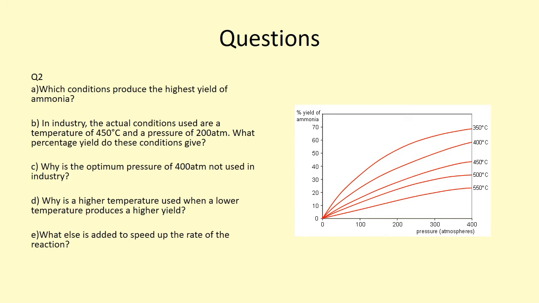So use the graph to help you answer this. In industry, the actual conditions used are a temperature of 450 degrees Celsius and a pressure of 200 atmospheres. What percentage yield do these conditions give? Again, use the graph. Why is the optimum pressure of 400 atmospheres not used in industry? Why is a higher temperature used when a lower temperature produces a higher yield? What else is added to speed up the rate of reaction? And you can find the answers to all these questions in the video.